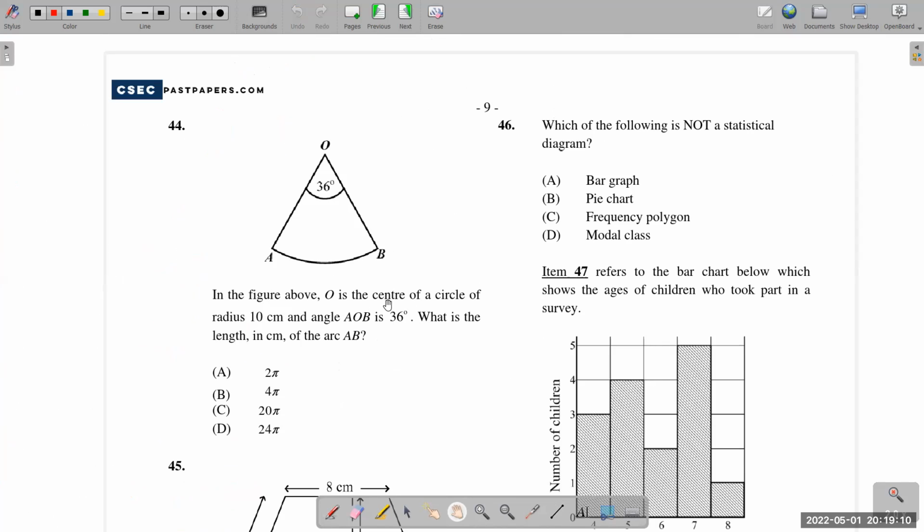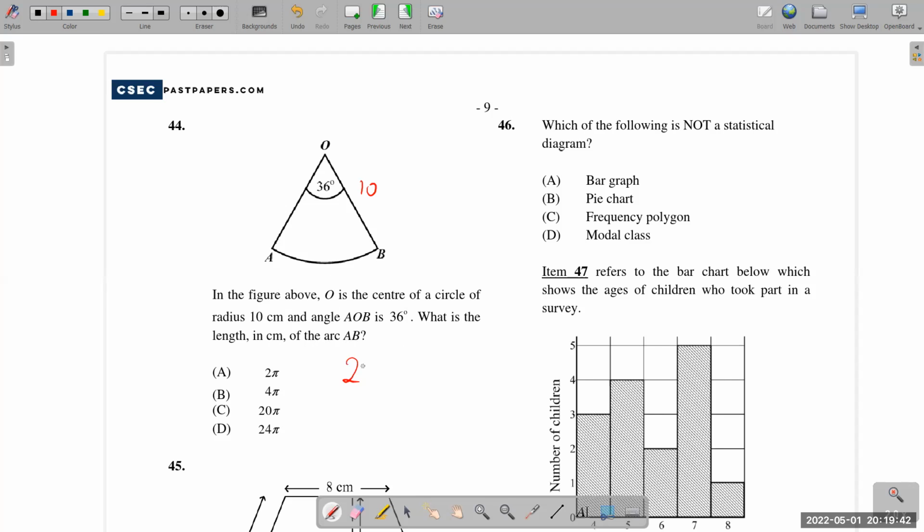They say that the center of a circle is, the radius is 10. So I will just put 10 here. And the angle is 36. What is the length in centimeters of the arc? It's like the circumference. How do you find that? They say the center. What is this? What do we do here? What are they asking us for?